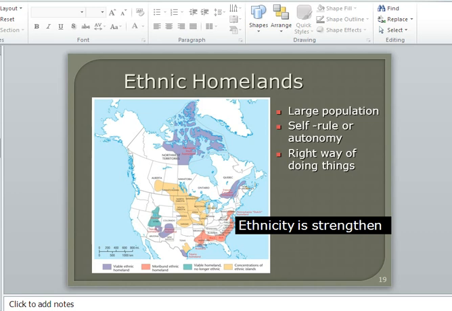of doing things. And you can see that in Native American populations or areas in the U.S. They've been given some sort of autonomy.